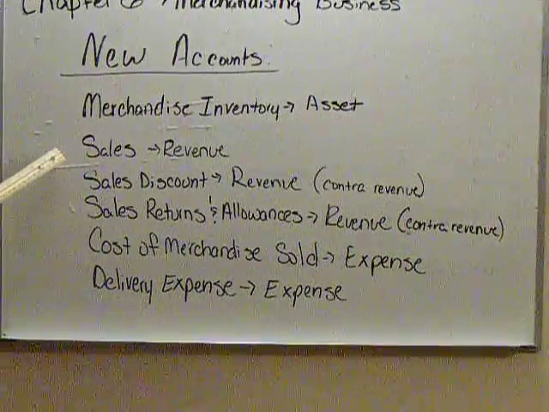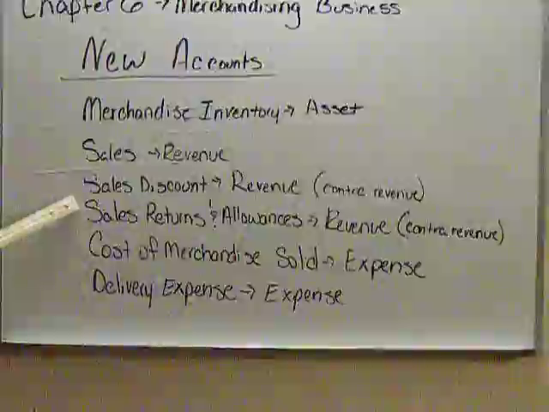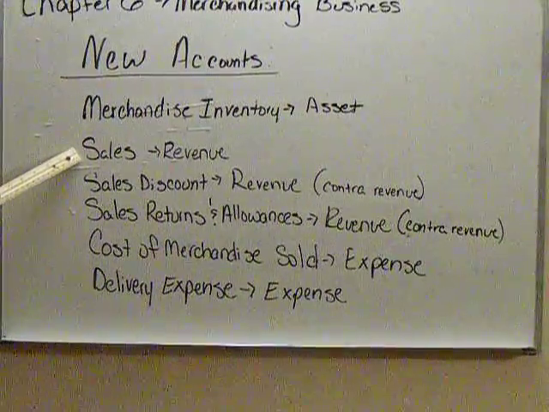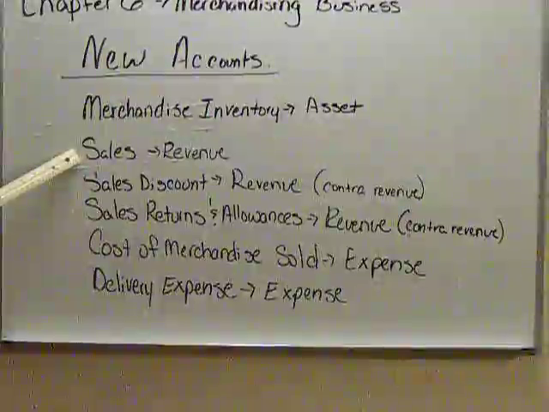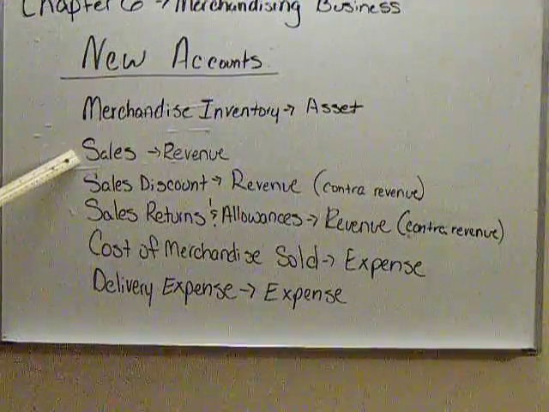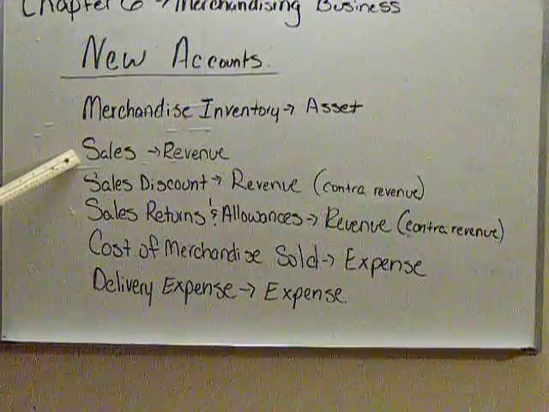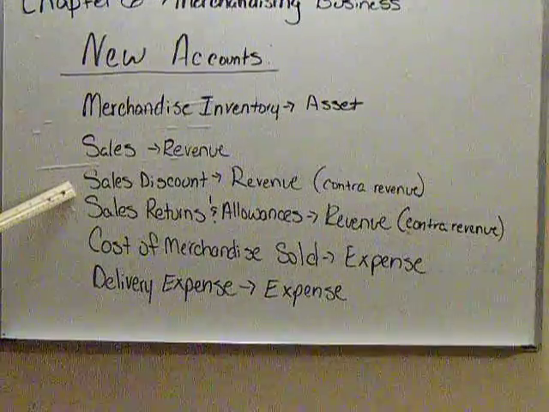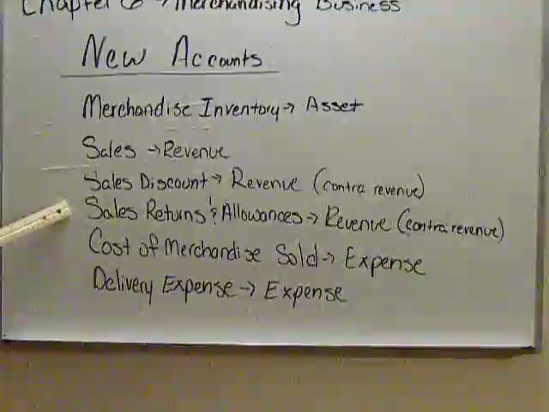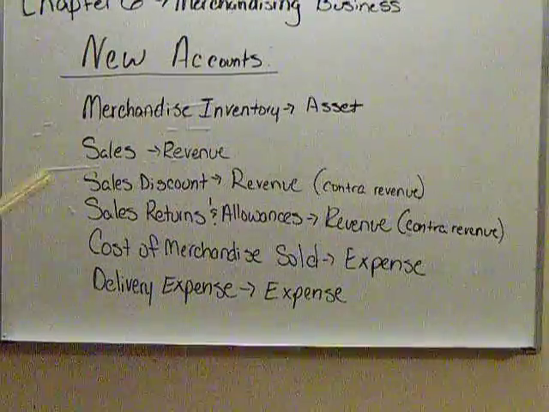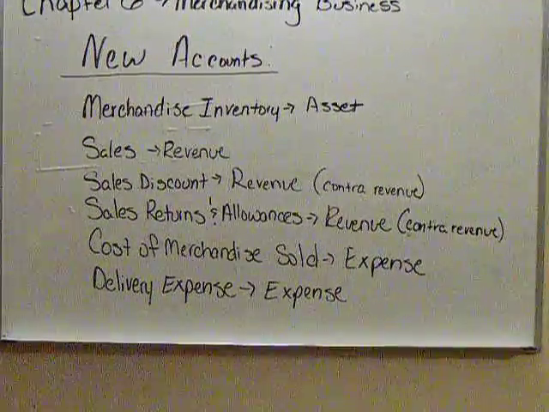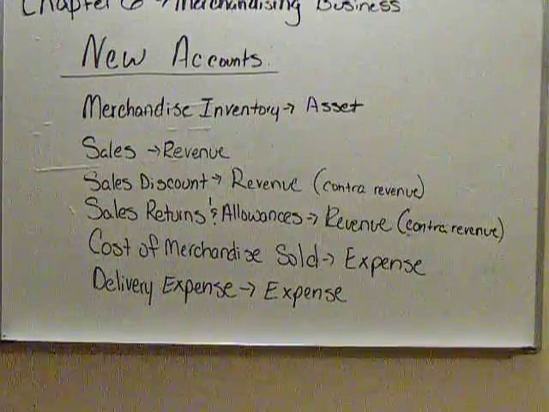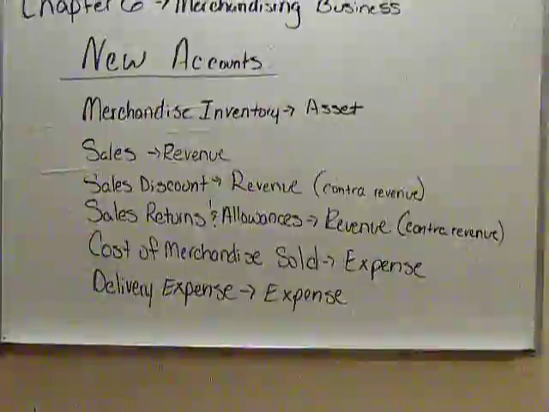You will then add 3 revenue accounts. The first one being sales, which is now going to be your revenue, as opposed to fees earned and other revenue accounts that you learned for service businesses. Sales discount is a revenue account. Sales returns and allowances is also a revenue account. Sales discounts actually discount the revenue and bring it down. Sometimes we offer discounts to our customers for a multitude of reasons.